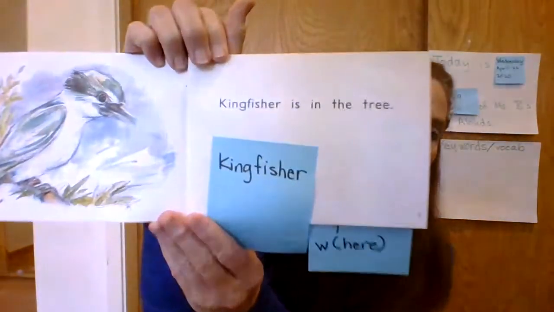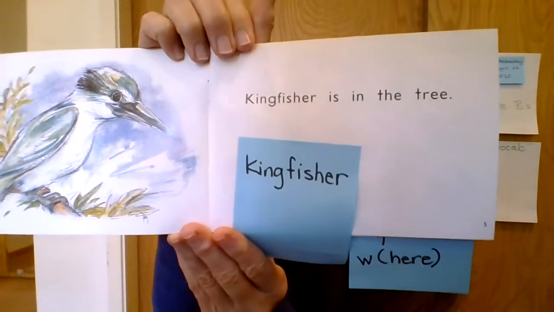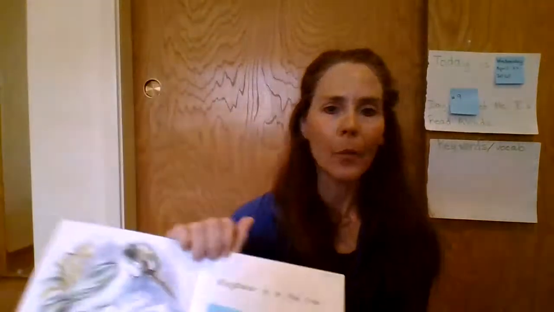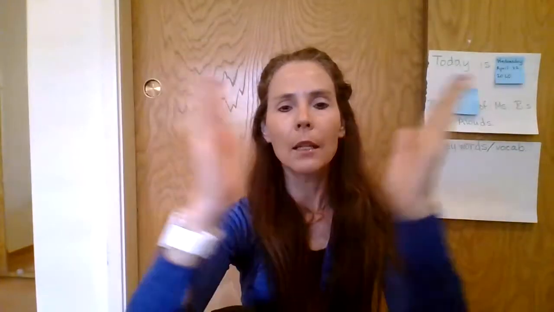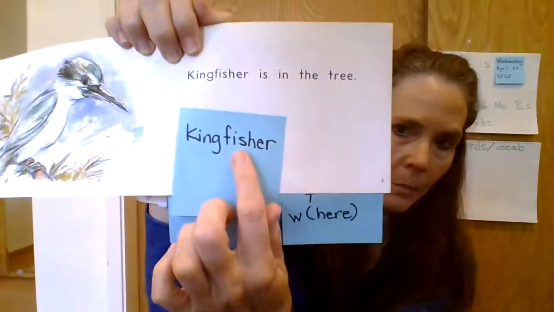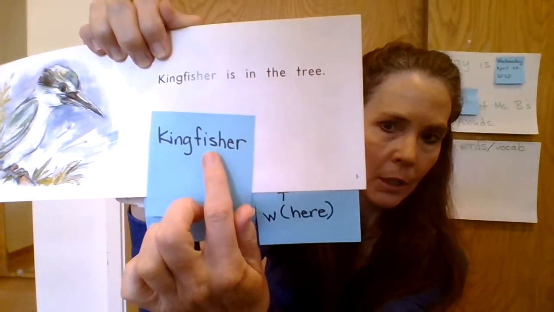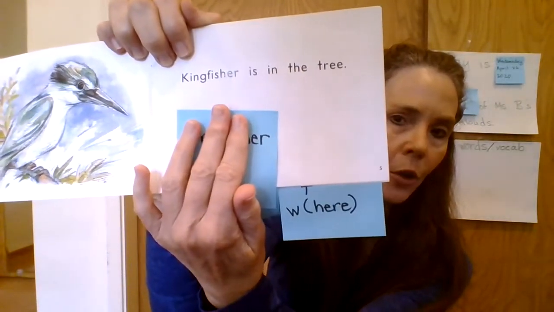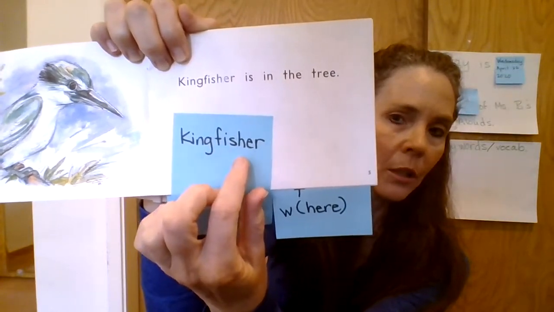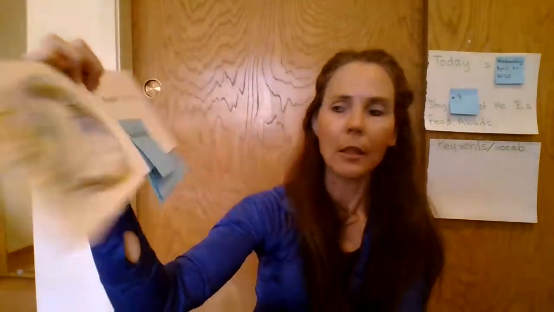The word kingfisher has 3 syllables. I'd like you to clap that word with me. Kingfisher. Kingfisher. It also has sh in the middle, fish, and then the ending is fisher. Fish is a word that has a consonant cluster in it.